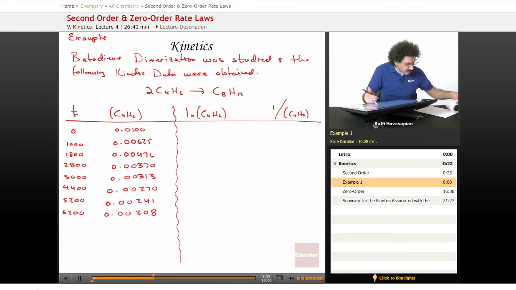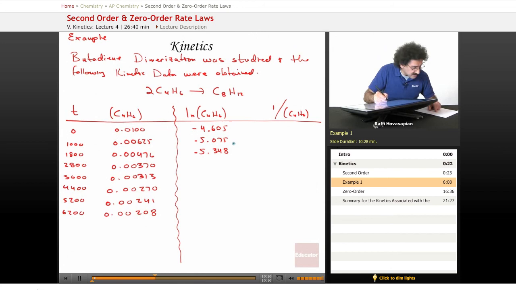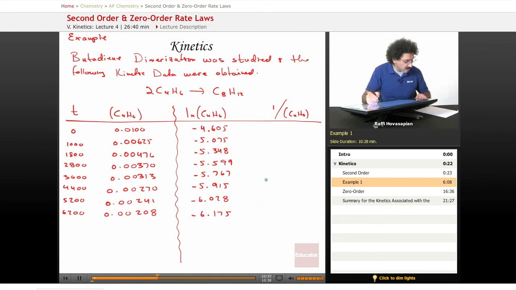Okay, so here's what the data looks like. Let's do the logarithm first. So we get minus 4.605, minus 5.075, minus 5.348, minus 5.599, excuse me, minus 5.767, minus 5.915, minus 6.028, and our last one is minus 6.175.